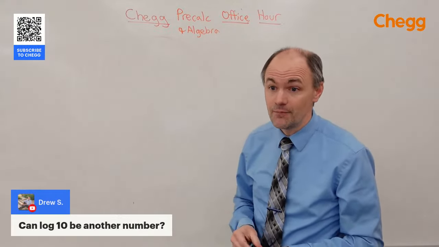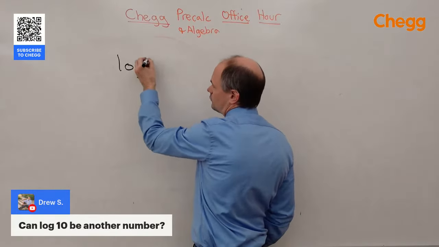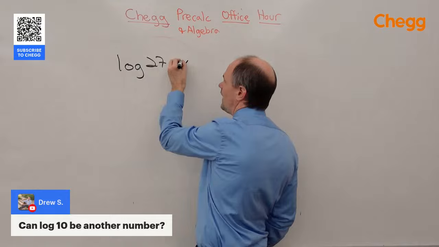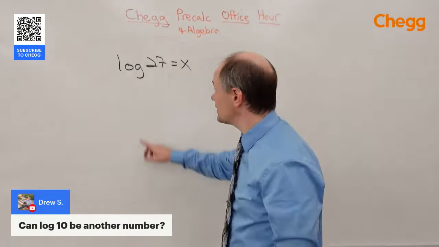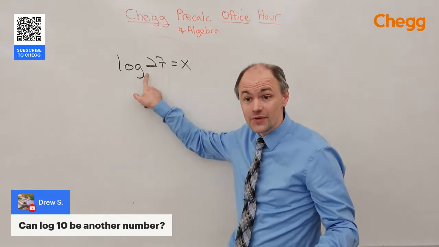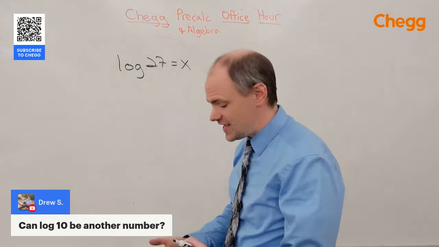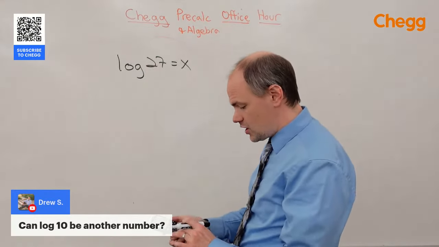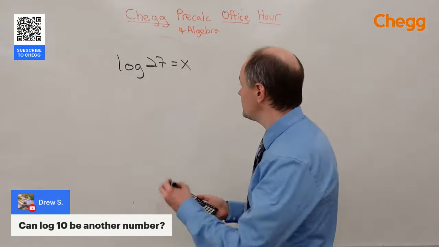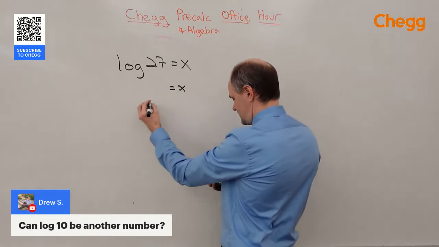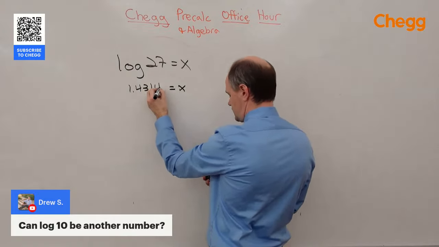Can it be another number? It can be equal another number. So if I have the log of 27 equals x, my calculator can actually do that because your calculator has a log button on it with no base written. That no base written is because it's assumed to be a base 10. So I can just put in my calculator log of 27, and when I hit enter, that tells me that x is equal to 1.431, we'll round it to 4.